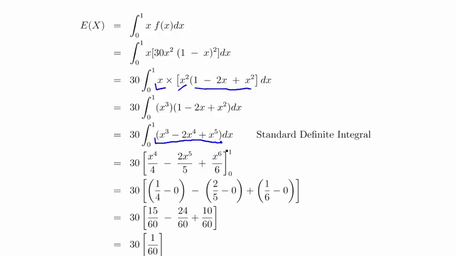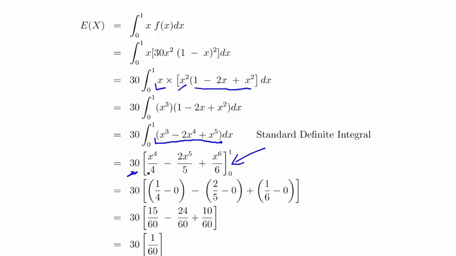Standard definite integral again, with the limits of 0 and 1. It's almost done the exact same way, just 1 power of x more, 1 degree more. So x to the power of 4 minus 2x to the power of 5 over 5 plus x to the power of 6 over 6. That's the result of our integration.